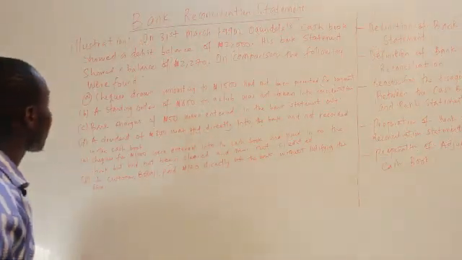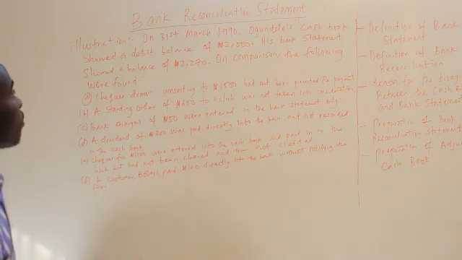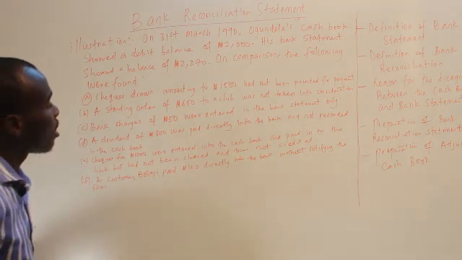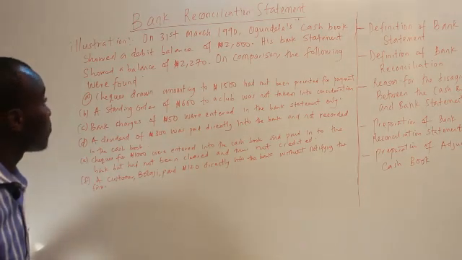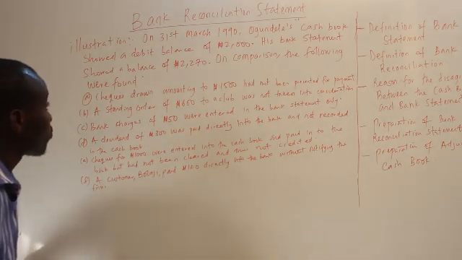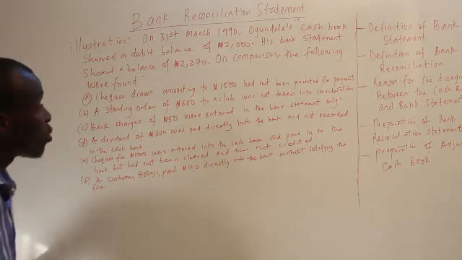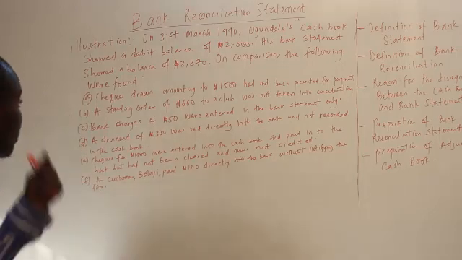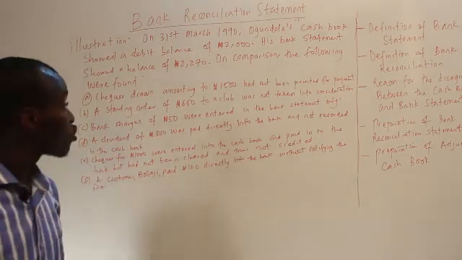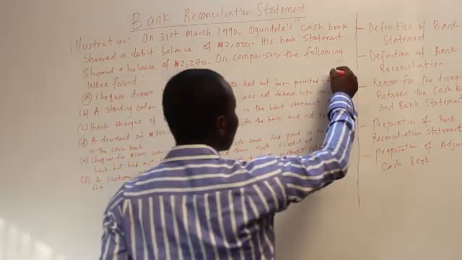So we have an exercise, an illustration. On 31st March 1990, Omini's cash book showed a debit balance of 2,000 naira. Its bank statement showed a balance of 2,270. On comparison, the following were found as the reasons for the disagreement. Checks drawn amounting to 1,500 had not been presented for payment. So this is unpresented check.